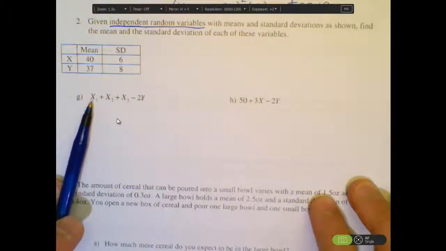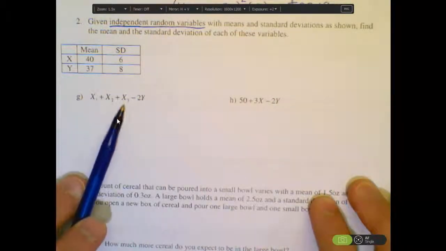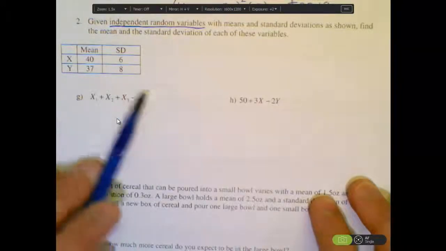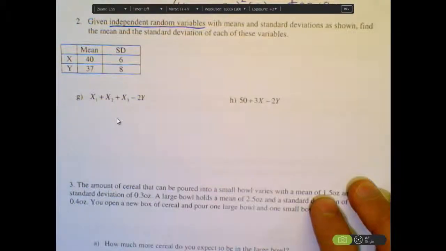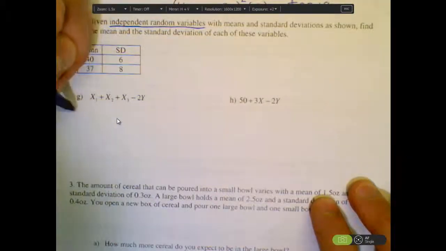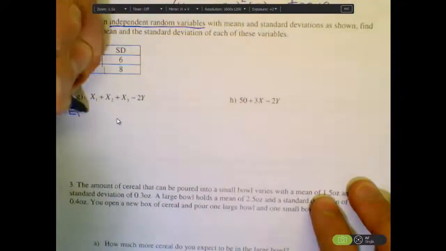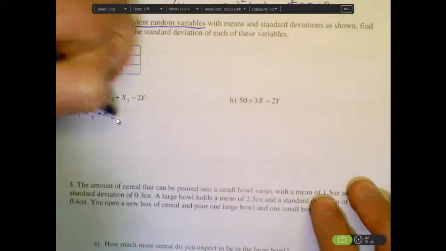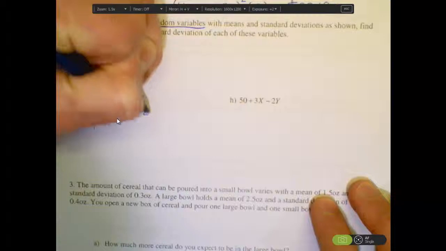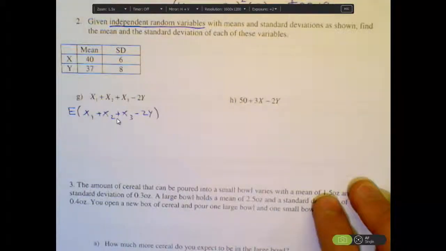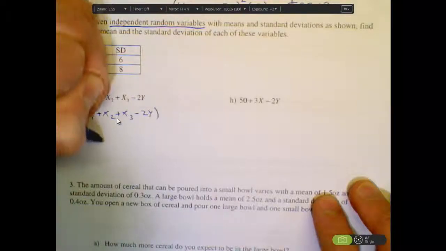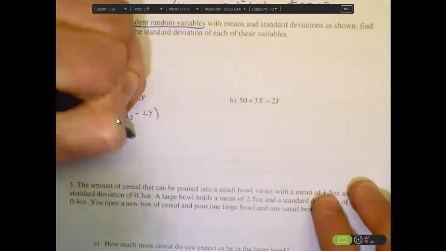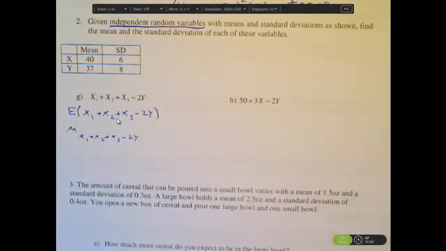So this might be the time that it took Monday, Tuesday, and Wednesday, which is different than just 2 times Y. That might be 2 times the time that it took you to get ready one specific day. So as I'm calculating my expected value, it's going to be the expected value of that. I can also use mu sub x1 plus x2 plus x3 minus 2y. I know that's a little bit smaller. Either way, I can calculate it.